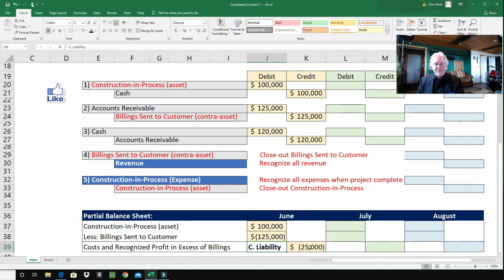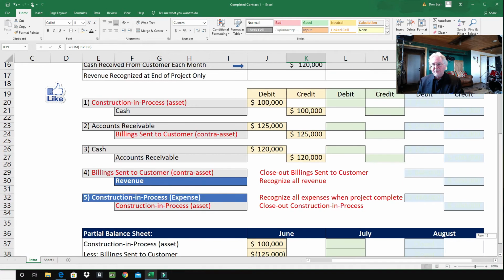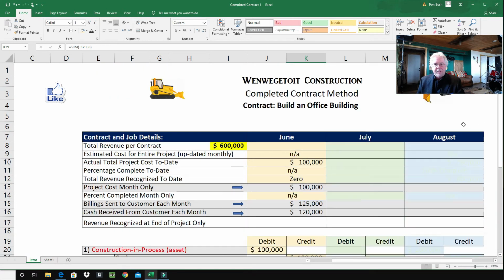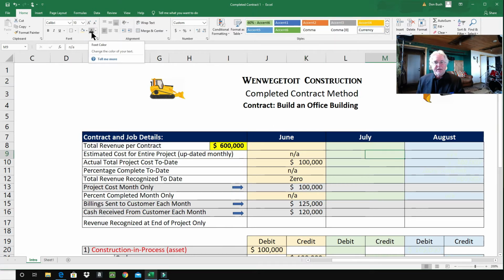Now, if this negative $25,000 was a positive number, it would go on current assets. But it's negative, so it goes on current liabilities. So there's the little trick that you got to watch out for. So coming down to the month of July, estimated cost for the entire project. Well, we could ask the engineer how much he thinks it'll cost us to do this project. But you know what? For accounting, we don't really need to know.